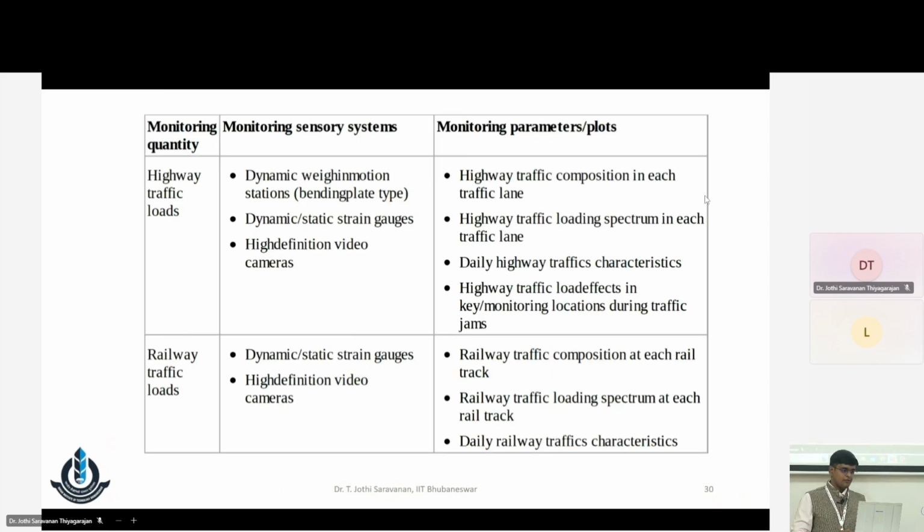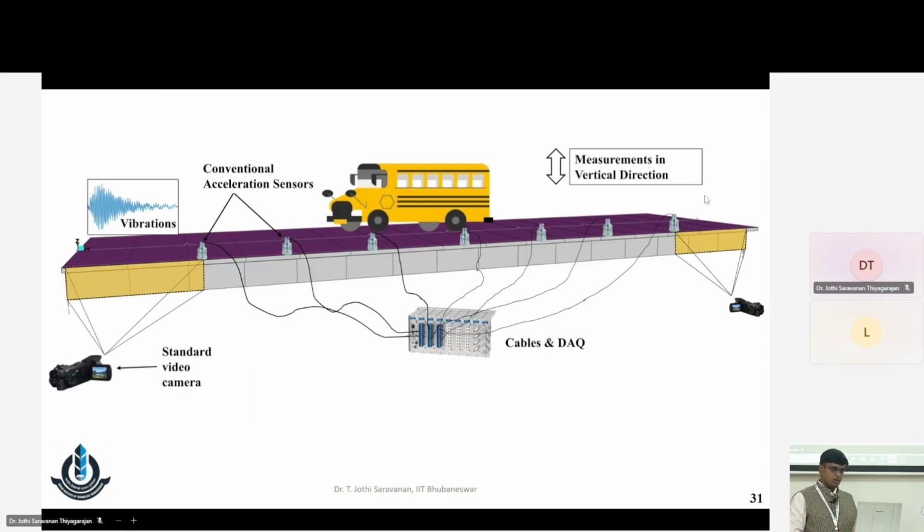This is for highway traffic loads. If you want to monitor railway traffic loads, what type of monitoring system can I use? There are many things: highway traffic composition, highway traffic loading spectrum, daily highway traffic characteristics, to quantify the highway traffic. For the railway, it is the same. We can use dynamic or static strain gauges, or go with high-definition video cameras. These are some of the basic things that we generally use, the practical usage points.